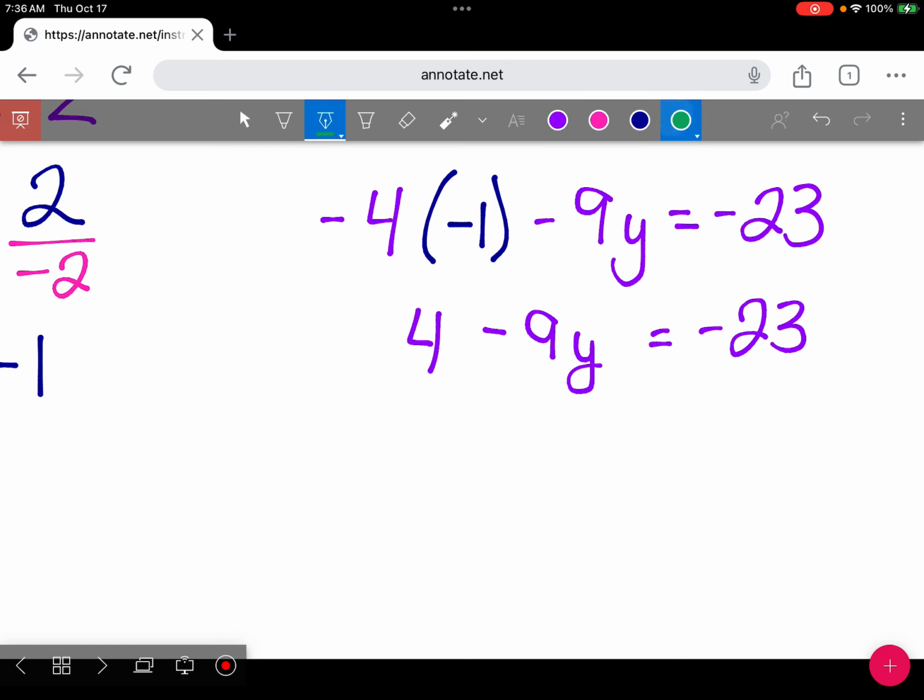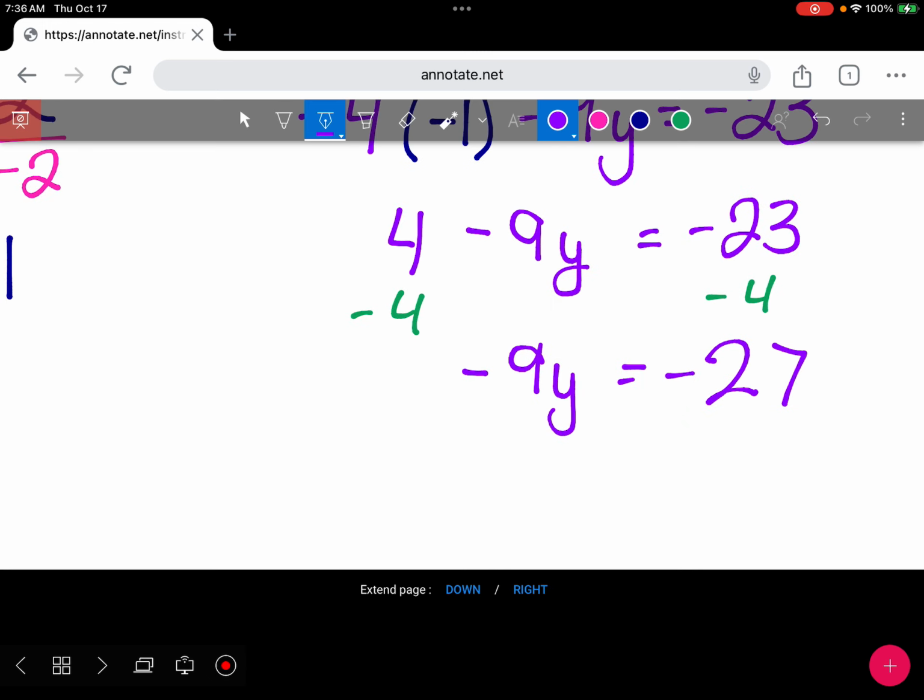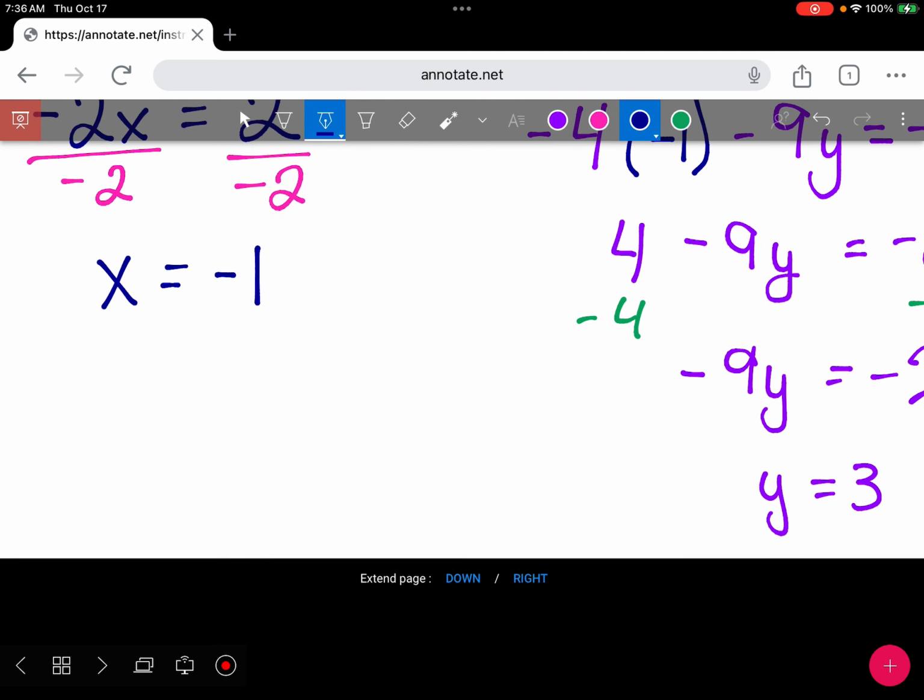Gorgeous. Minus 4 on both sides. I have my minus 9y equals negative 27. So what does our y equal? So our solution is the point negative 1, 3.